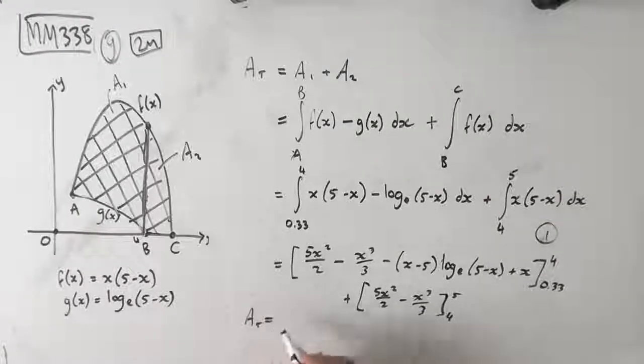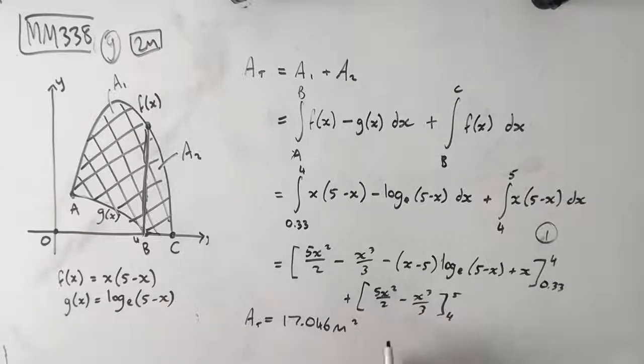So our total area, from this we get 17.046 meters squared, but the question asks us to give our answer correct to the nearest square meter, and our nearest square meter is 17. So that means that our area is 17 meters squared. This is our second and final mark for our final answer for part G, but also for MM338.